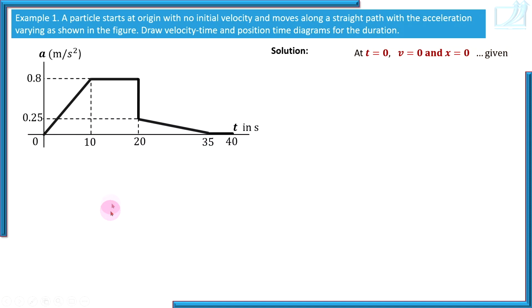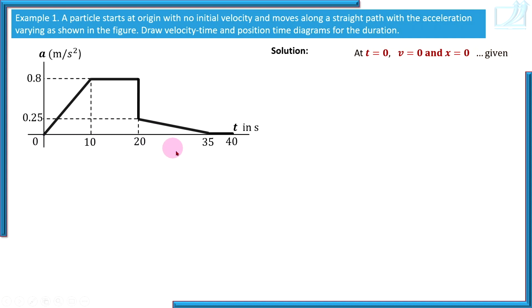It's very mechanical to draw Vt and Xt diagrams. Just remember those 5 points I have given you earlier. To draw the Vt diagram, you should find values of velocity at t equal to 0, t equal to 10, t equal to 20, t equal to 35 and t equal to 40 seconds. So at these important instants, you should know velocities, and you will be able to draw the Vt diagram.